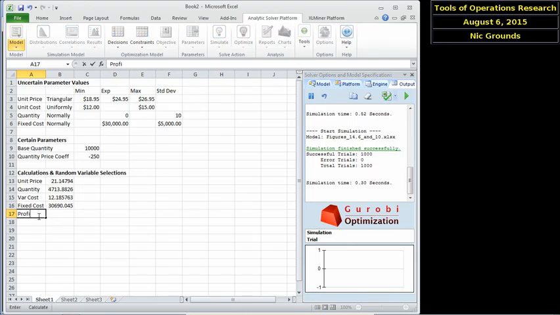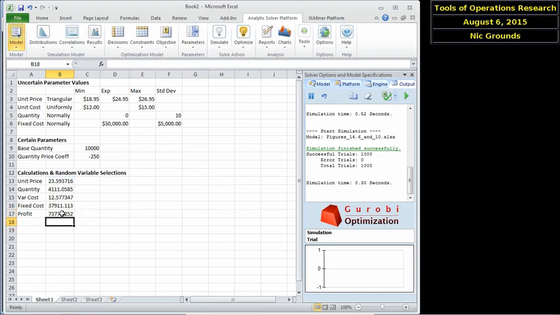So now we just need to compute our objective, which is profit. Profit is the unit price times the quantity, that's revenue, minus the variable cost times quantity, minus fixed costs. So I'm just computing all that in one equation, one step. You could break it down into computing revenue and costs, and then profit is revenue minus cost, but that's what I've done here. Just one step.